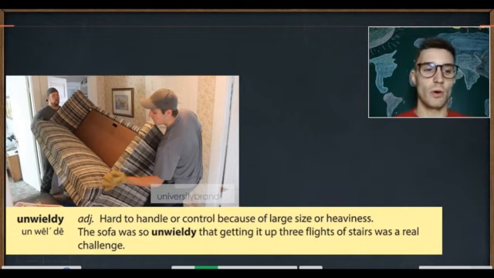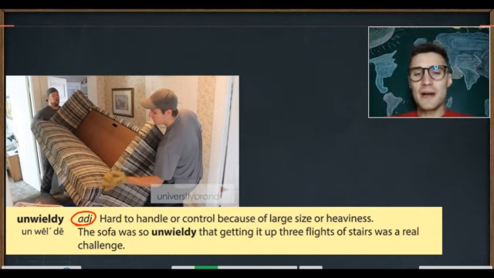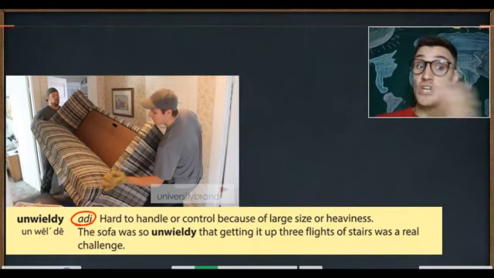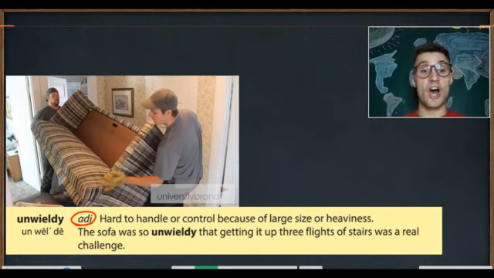And the final word, unwieldy. If something is unwieldy, it is hard to handle or control because of large size or heaviness. The sofa was so unwieldy that getting it up 3 flights of stairs was a real challenge. So if something is hard to handle or control because of its large size or heaviness, it's unwieldy, like a sofa. To carry is unwieldy.